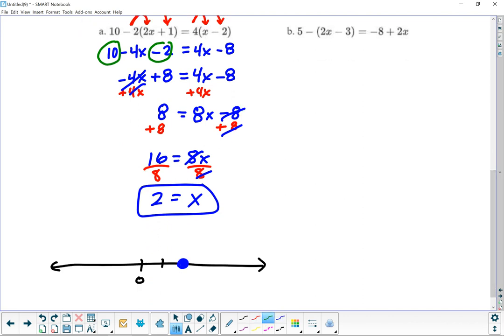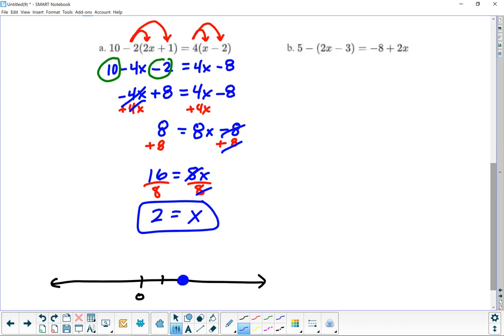5. We'll use purple for this one. All right. So I'm going to do the same thing again. This time around, I'm going to go ahead and distribute this negative right here and distribute this negative right here. And that's the only distribution I have to do. So this is going to be 5 minus 2x, and then minus a minus 3 is a positive 3 equals negative 8 plus 2x.